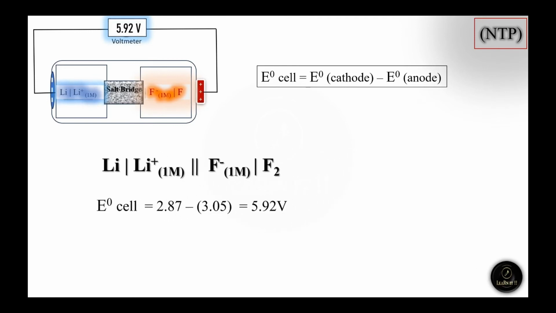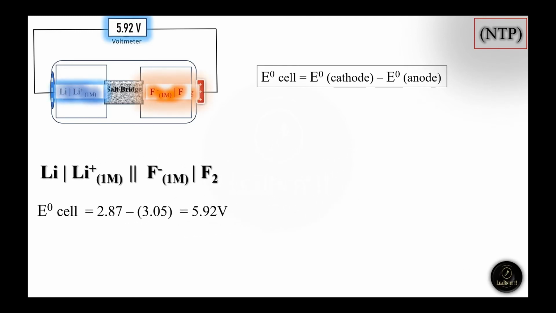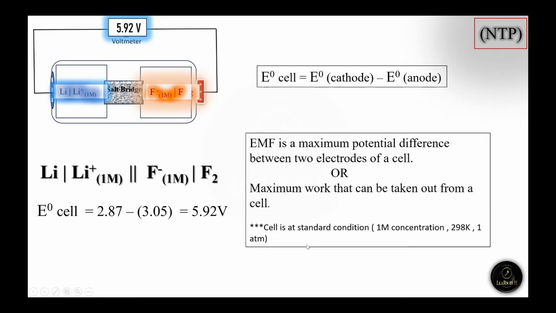So what is an EMF? Electromotive force is the maximum potential difference between the electrodes of a cell. So these are two electrodes, and between them the maximum potential difference can be 5.92 volt. It is the maximum work that can be taken out from a cell, provided the cell is at standard conditions. So here standard conditions are maintained.